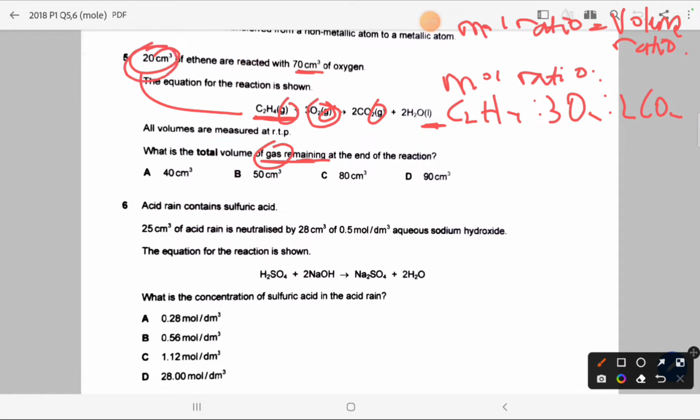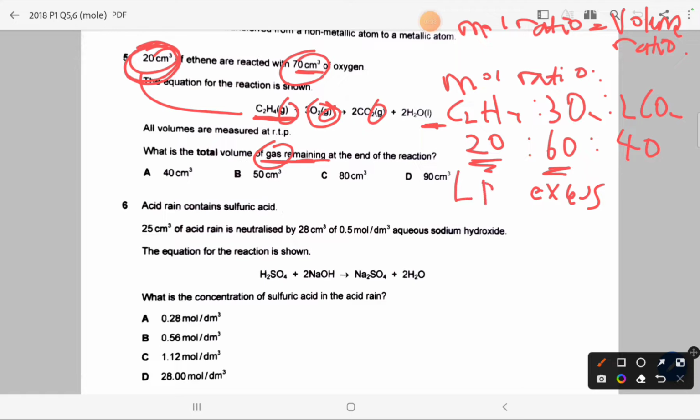And you have 20 cm cube. So based on this mole ratio, 1, 3, 2, 20 would give you 60 and 40. Correct? 1, 3, 2, 20, 60, 40. Do we have 20 cm cube of C2H4? Yes. Do we have 60 cm cube of oxygen? We have more than that, we have 70 cm cube. So oxygen is in excess, which also means that C2H4 is the limiting reactant.